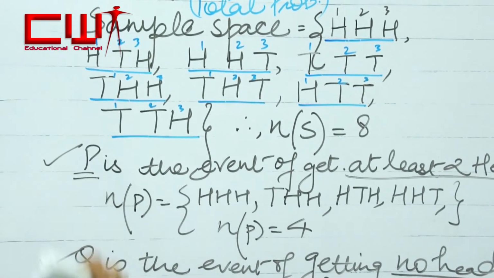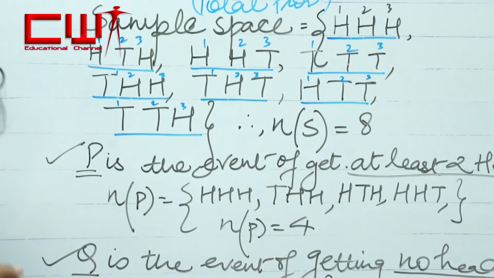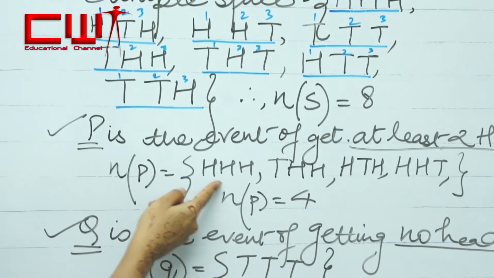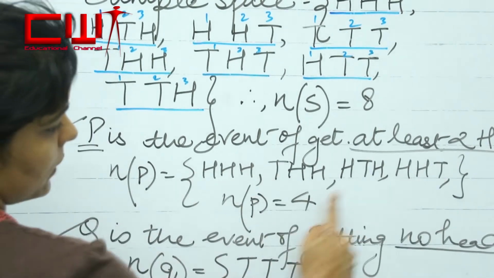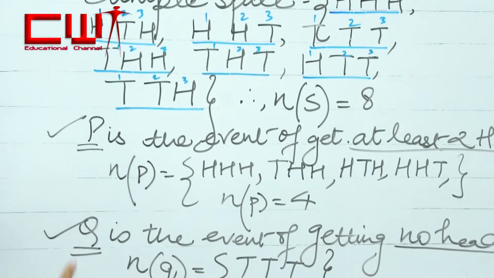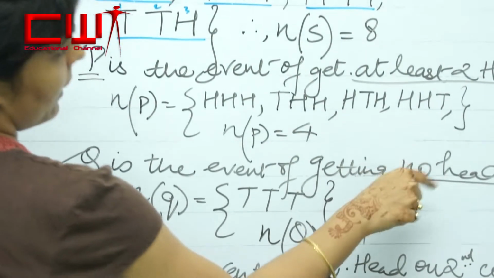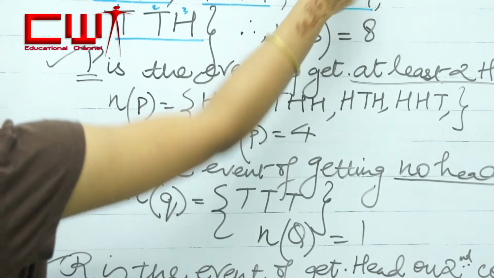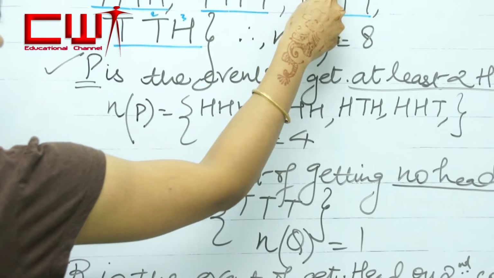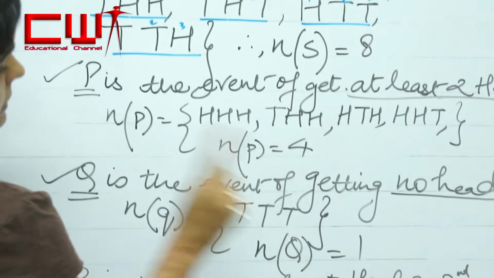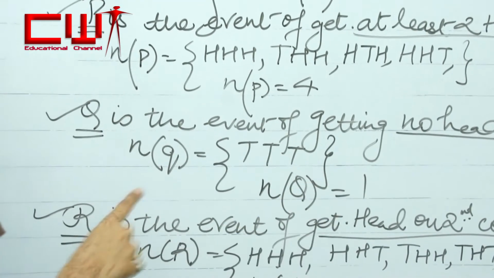So P means at least 2. At least 2 means 2 or more than 2. So here you have 3 heads, 2 heads, 2 heads and 2 heads. So how many situations? 4. So the answer is 4. Q is the event of getting no head. Only one situation has no head, so the answer is 1.